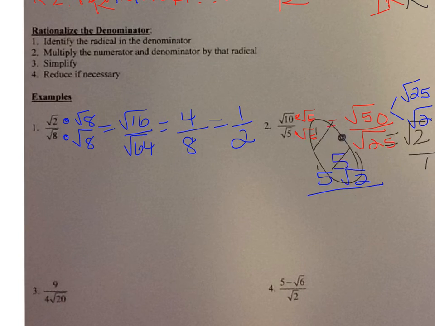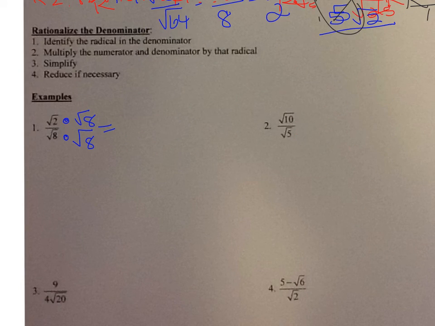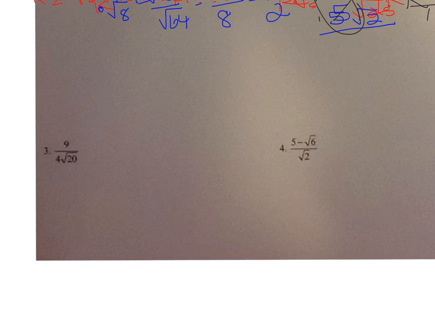All right, let's take a look at 3 and 4. So let's take a look at 3. 9 over 4 the square root of 20. So what is the radical that's in the denominator? The square root of 20. So we're going to multiply the numerator and denominator by the square root of 20. So in the numerator, I get 9 the square root of 20, over 4 times the square root of 400.